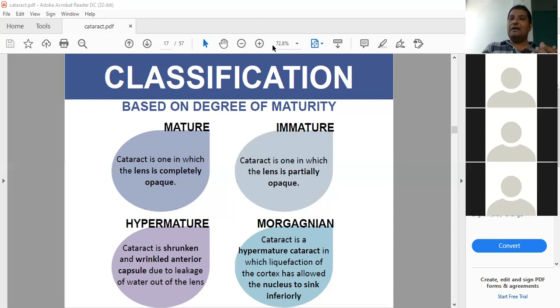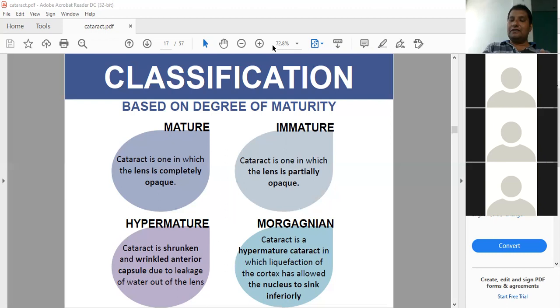The color of the lens is white, pearly white or milky white in mature cataract, whereas the color of the lens will be grayish white, amber, black or yellowish in case of immature cataract. So this is the third difference.